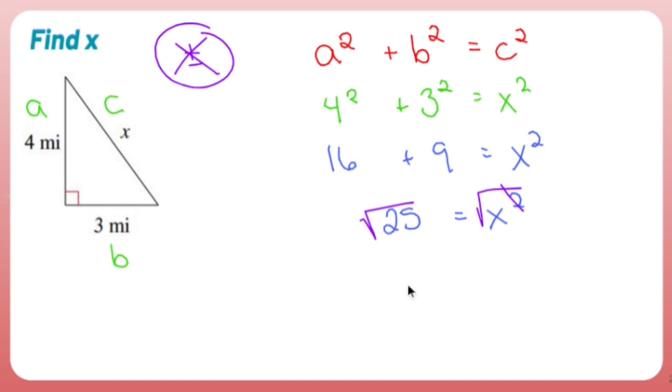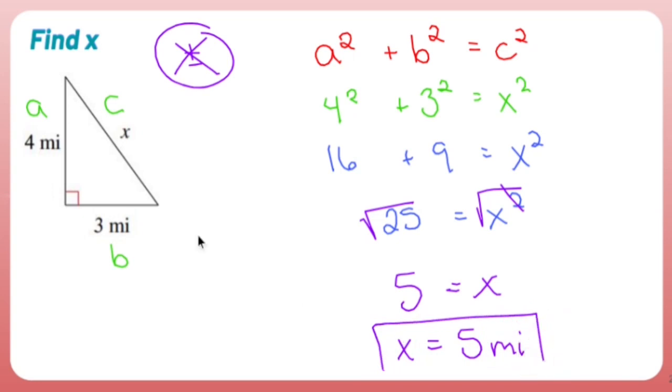But the square root of 25 is 5. The square root of x squared makes it just x. And what I'm going to do is flip it around because I like my variable on the left, x equals 5. And I'm going to make sure I attach the unit of measure, which is miles in this case, because it's proper. But you are asked to find the missing hypotenuse. And in this case, finding the missing hypotenuse is Pythagorean theorem, combine like terms, square root, you get 5 miles.